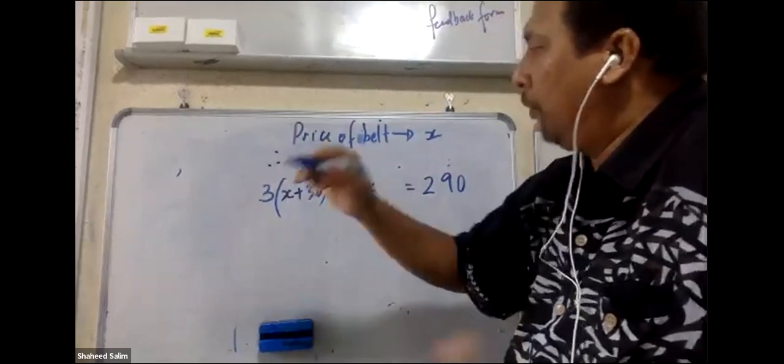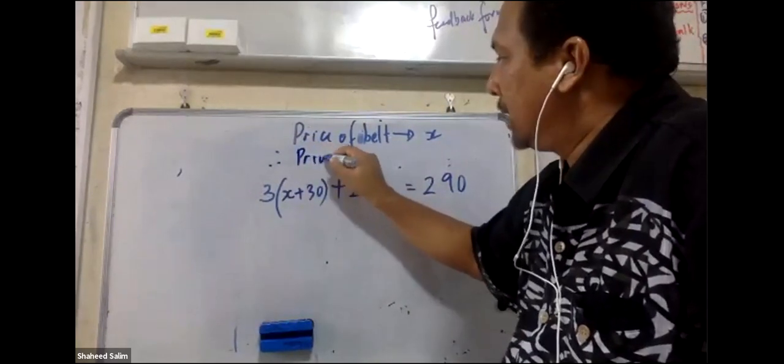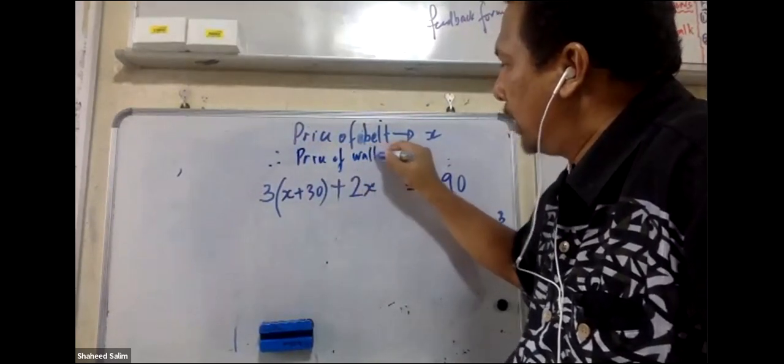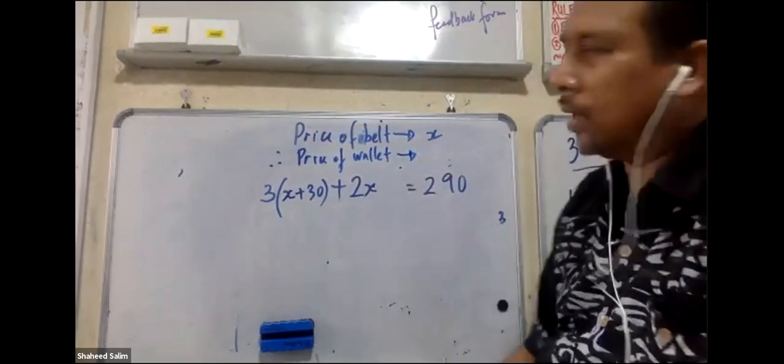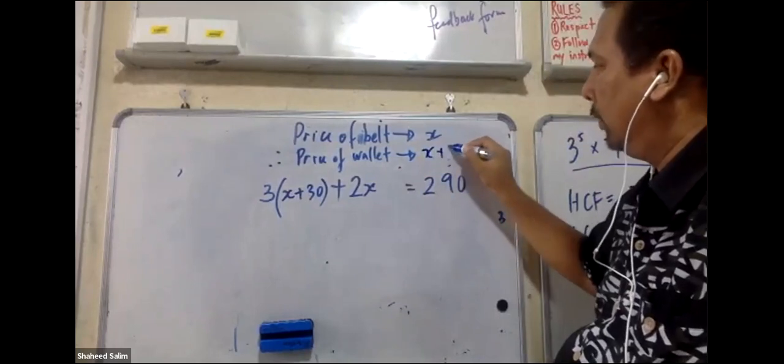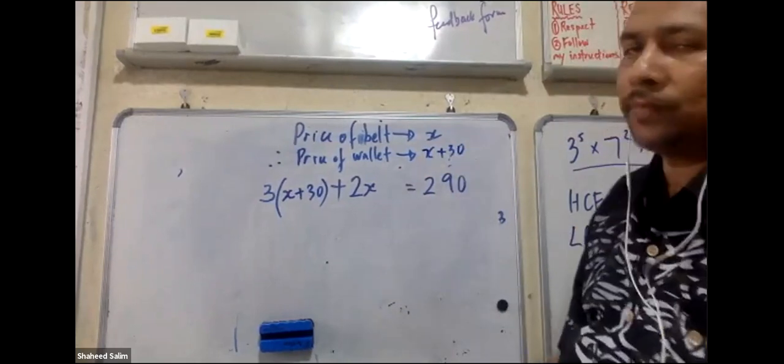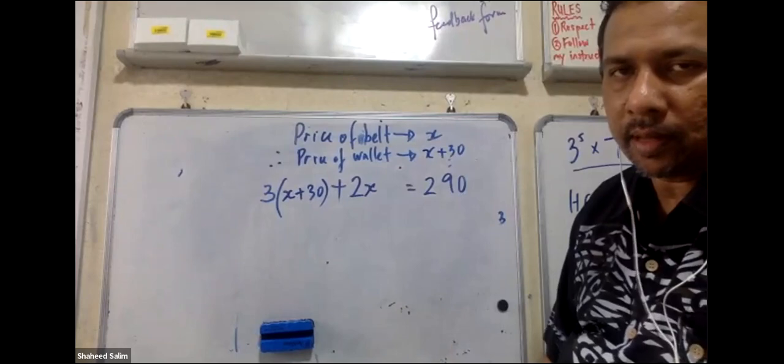Therefore, or if you don't want to write therefore, never mind. Price of wallet, the question says, is $30 more than the belt. So I put X plus 30. What is this? It's the price. Okay so far?